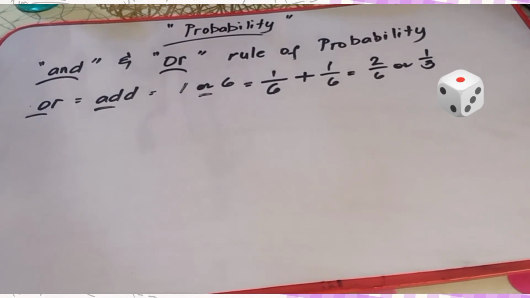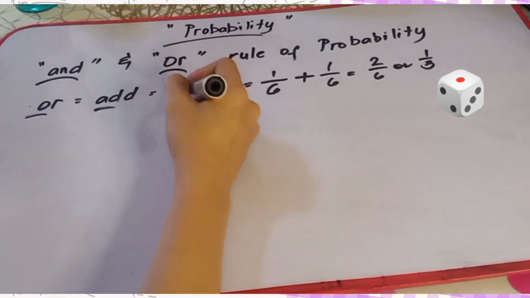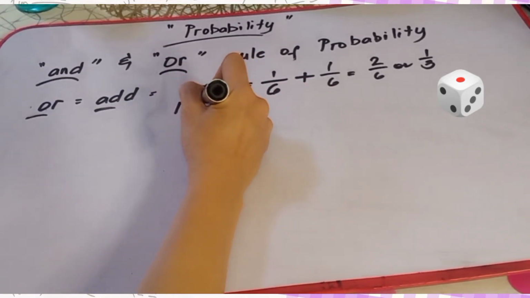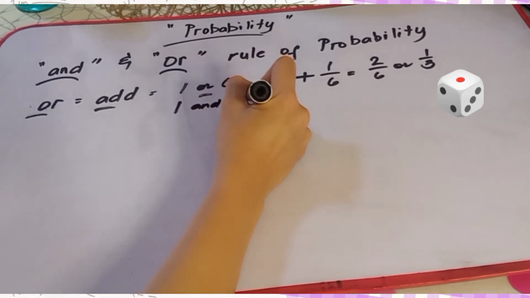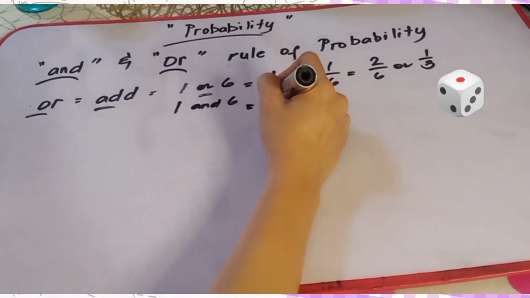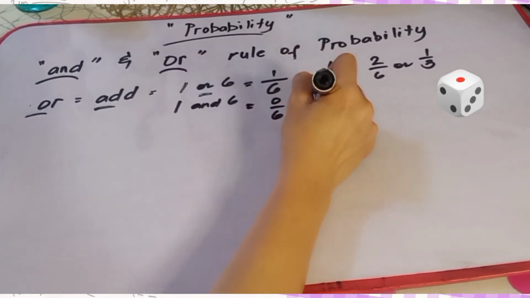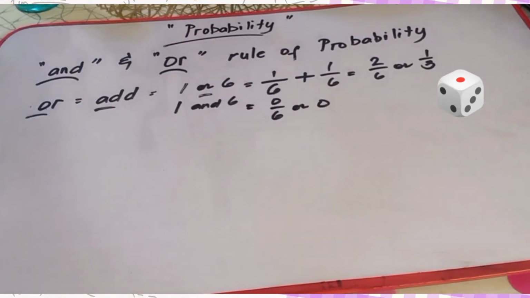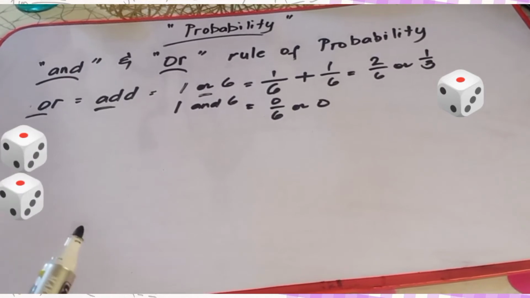Okay, meron din tayong example dun sa previous video natin na sinabi natin, how about getting the probability of 1 and 6? So, if you remember, yung answer natin dito sa 1 and 6, that is 0 over 6 or 0. Why? Because we cannot get 1 and 6 at the same time kapag kaisa lang yung die natin. Okay? How about kapag kadalawa naman yung dice natin? So, possible ba? Yes, kapag kadalawa na yung ginamit nating dice, of course, it is possible.